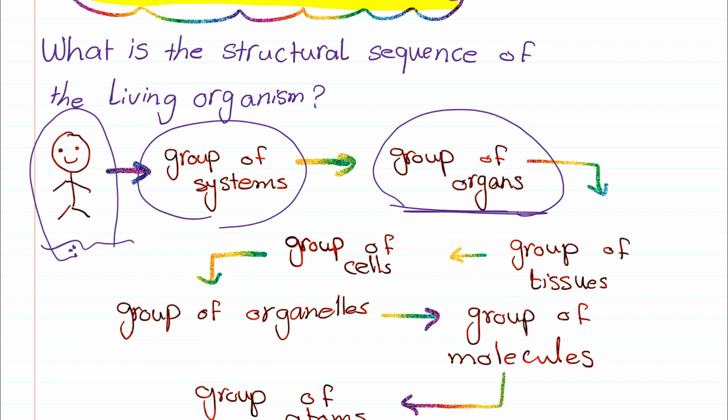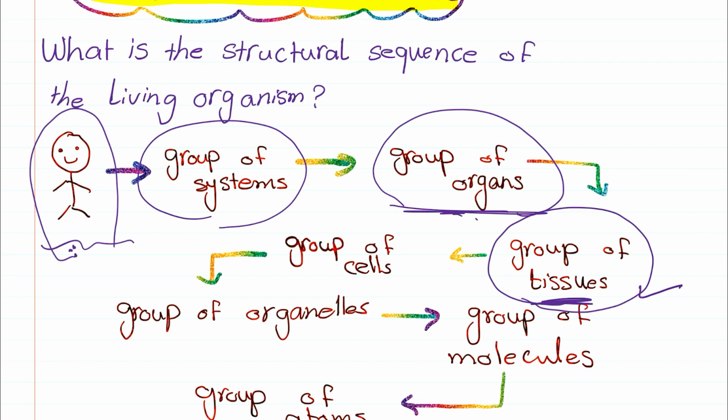So what are the organs of the digestive system? For example, we have the mouth, esophagus, stomach, intestine, and anus. These are the organs of the digestive system. If we take each organ, each organ is formed of a group of tissues. The stomach, for example, is formed of different layers. Each layer is considered a tissue, like the epithelial tissue which lines the stomach. So we have a group of tissues.